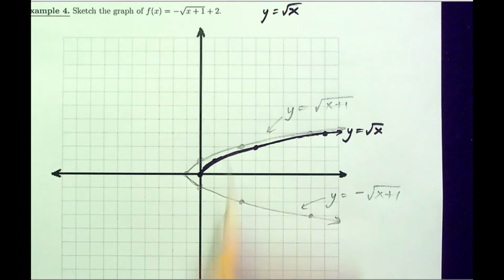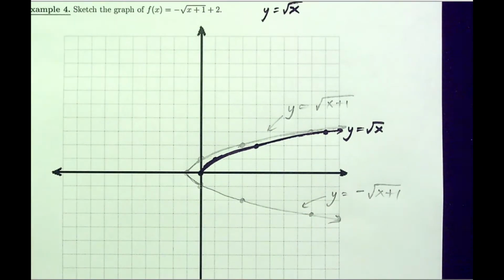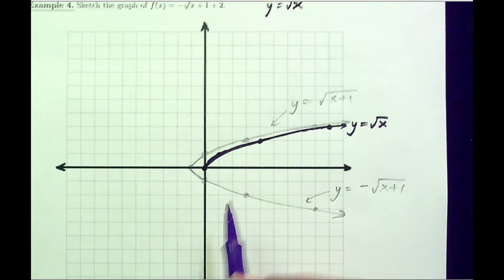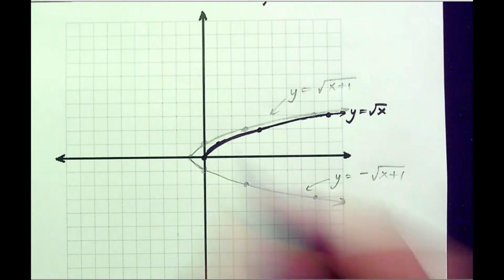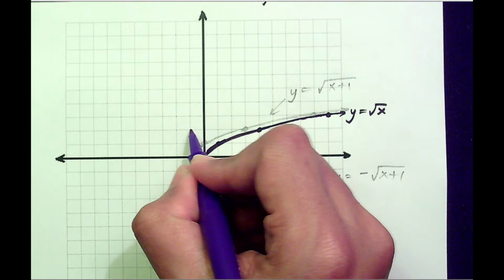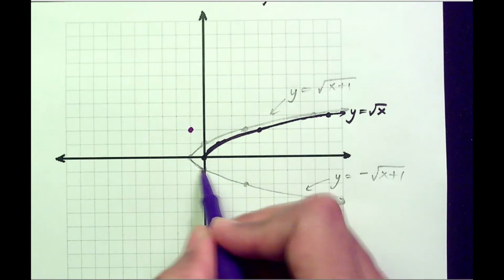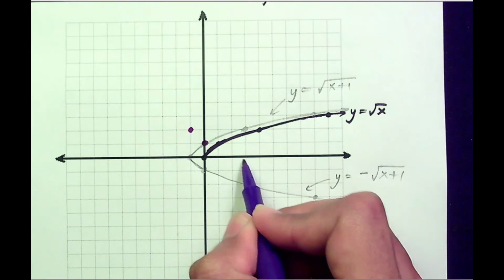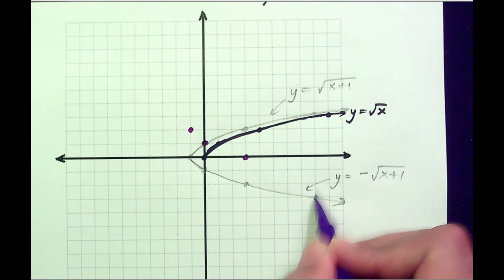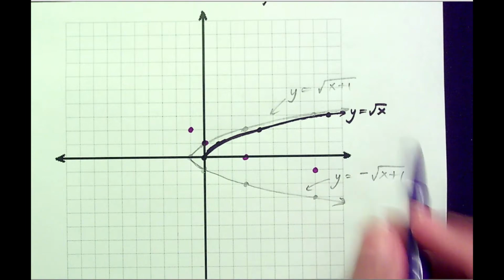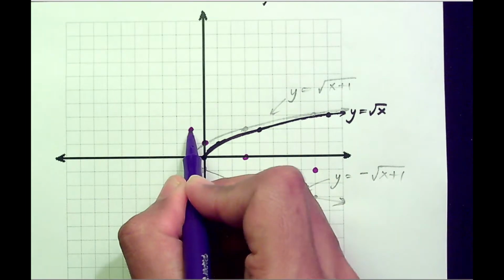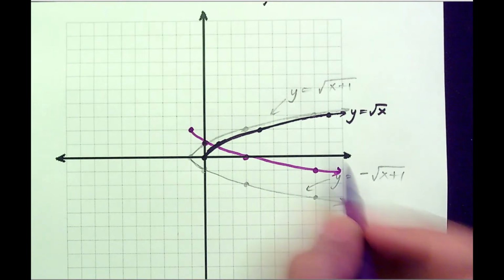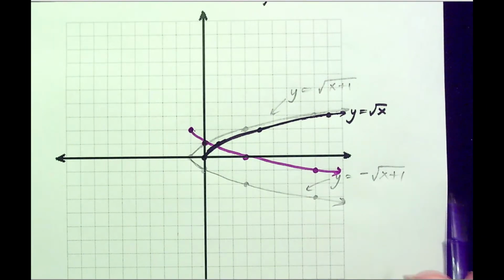So I'm going to take that one and move everything up, and now I'm going to do that one with the marker, purple one. So now move this one up. So 1, 2, right here. 1, 2, right here. 1, 2, right here. 1, 2, right here. Now you connect those dots, and that's the graph we're after.